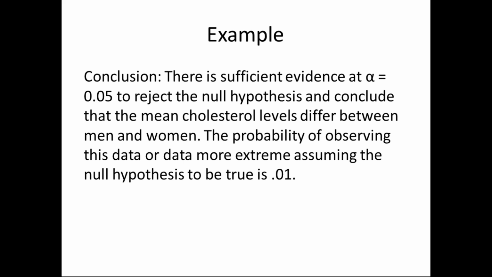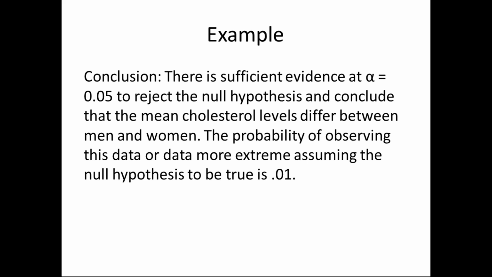That's why I gave you the following slide, kind of like a template. I would just simply say there's sufficient evidence at alpha equal to 0.05 to reject the null hypothesis and conclude that the mean cholesterol levels differ between men and women. That's it. I have said there is evidence. There is sufficient evidence. That's what I'm doing here. I'm judging my evidence. The evidence at this level is sufficient to conclude there are two probability distributions.